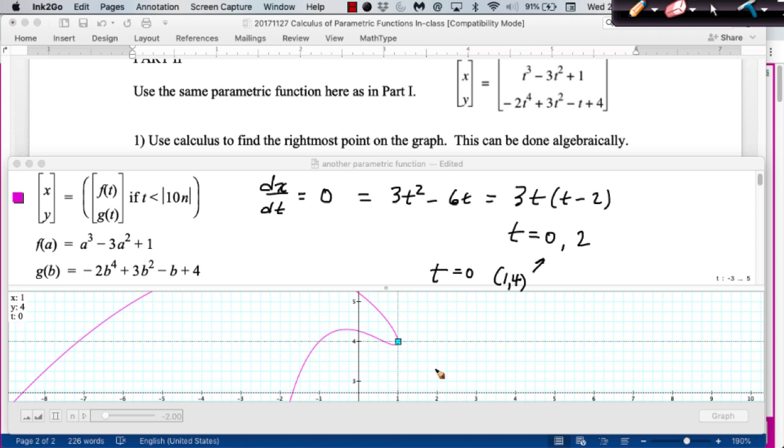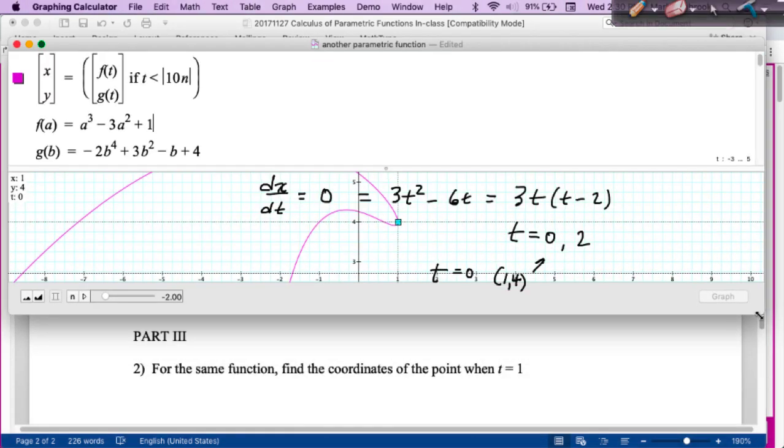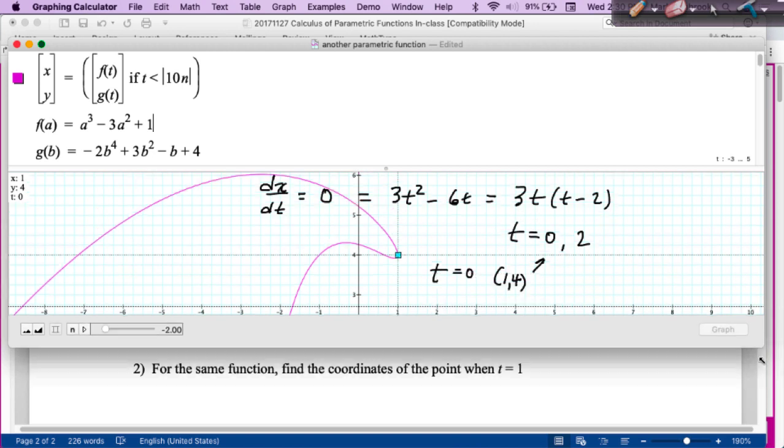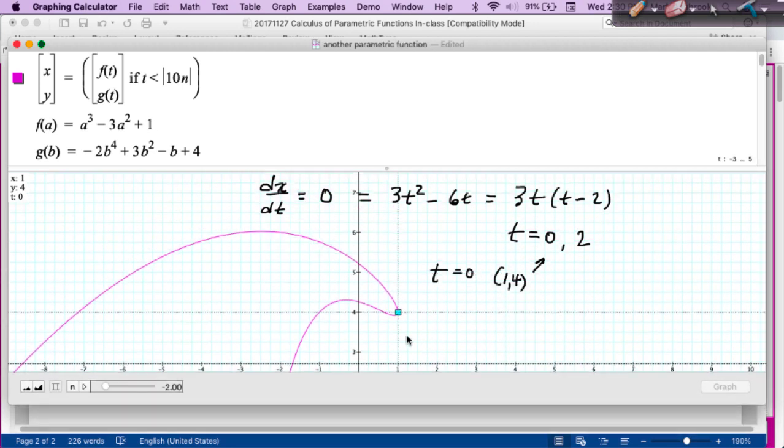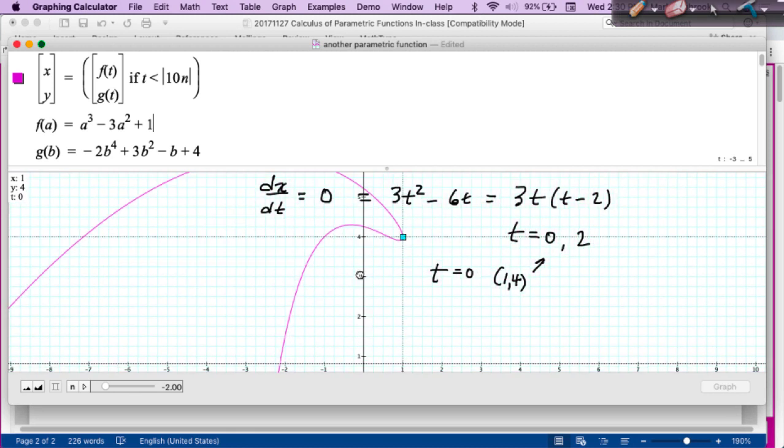Okay, so what about this t equals 2? Where is that? So is that going to be back over here on the head of the anteater, or down here under the neck? Yeah, so we know the increasing t is this way. So t equals 0 is going to be further down here. So let's see what's happening.